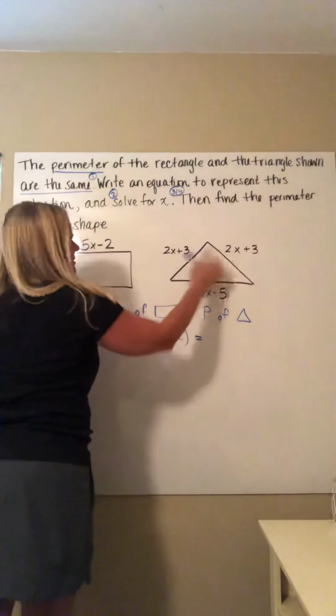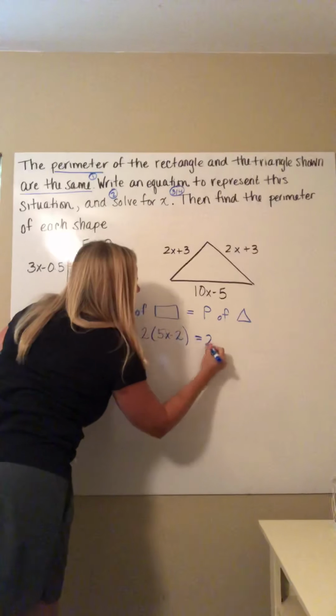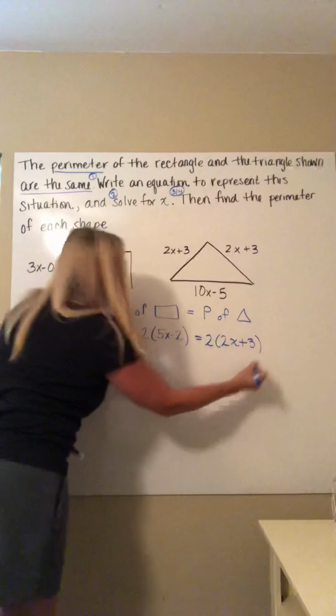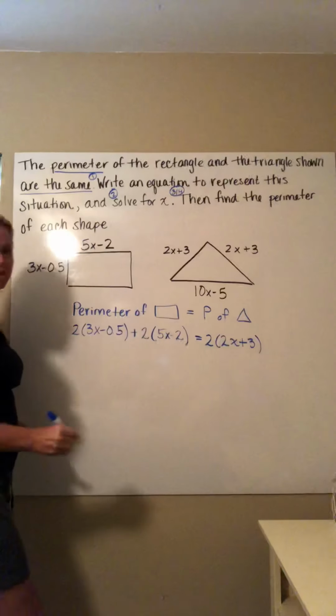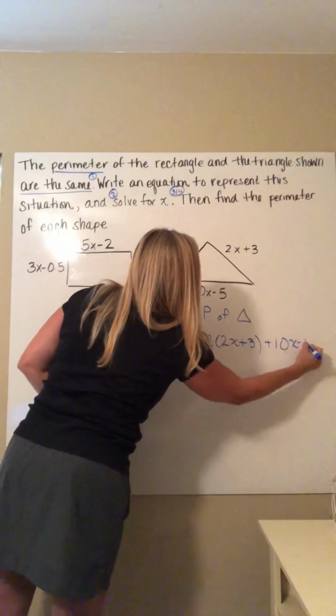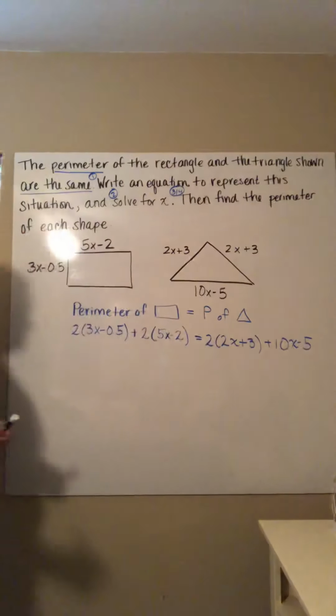I notice that these 2 sides are the same. So instead of writing them twice, I'm going to write 2 times 2x plus 3. And then I'm going to add on the third side at the end. I'm sorry, this looks kind of crooked. I apologize. It's hard, I got to reach over there.